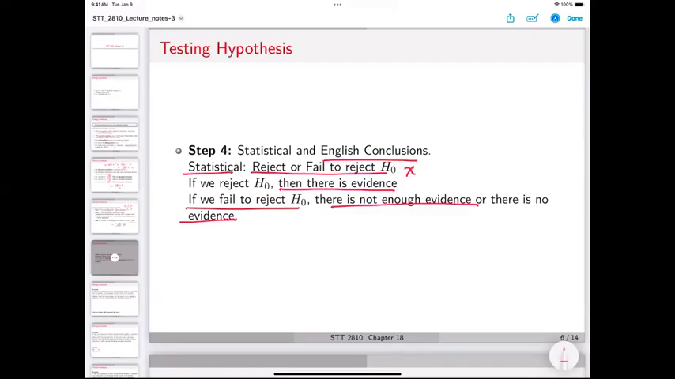If we rejected H naught, it means that there is evidence. If we fail to reject H naught, it means that there is no evidence. So these are the steps involved in testing the hypothesis for proportion. Now we are going to look at an example, and I am going to do this step by step. I want to take Monday, Wednesday, today, Wednesday, and Friday to take time and go through this topic because it's a bit tricky.